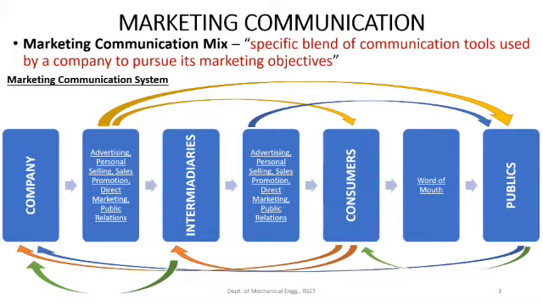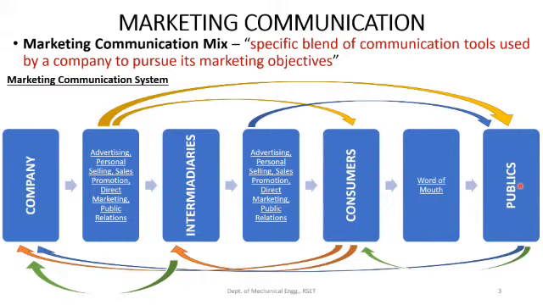Now, a marketing communication system consists of four major components. It has the company that is the source of all marketing communication. Generally, it's the source of all marketing communication. Then the second major element are the intermediaries. The third element is the consumer, and the fourth element is the public. So communication generally takes place between these four elements. So a marketing communication system is essentially made up of these four elements: the company, the intermediaries, the consumers, and the public.